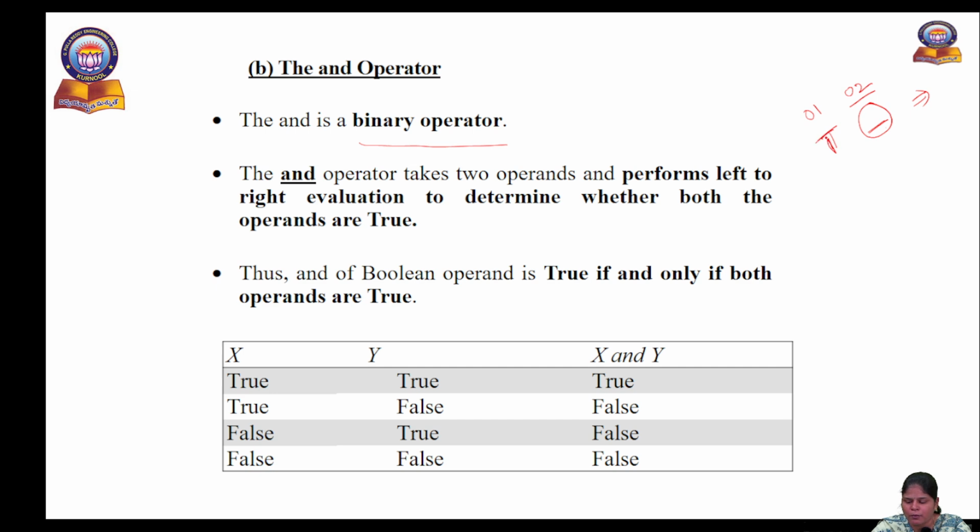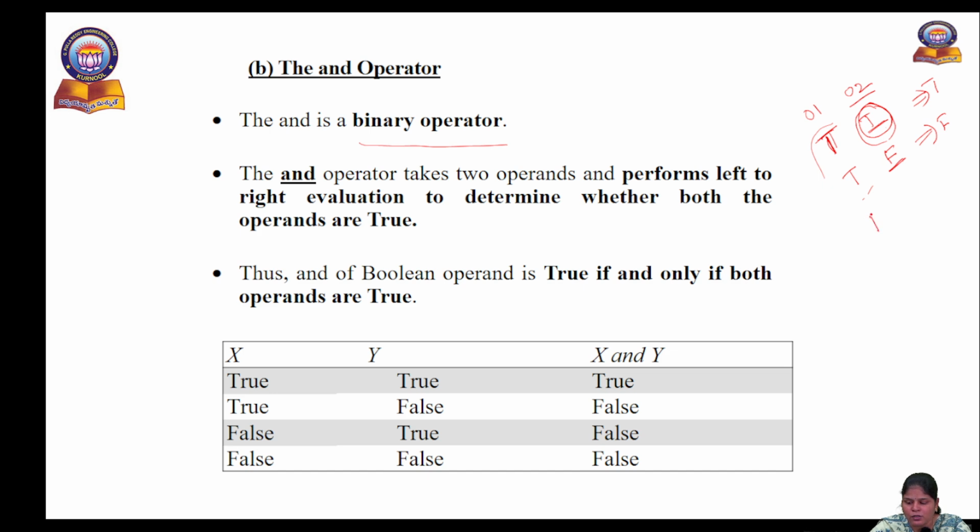If the first operand is true, then I will be checking with the second operand. So if it is true, it will give the output as true. Now if it is false, true and false will be false. So if the first operand is true, I need to depend on the second operand.